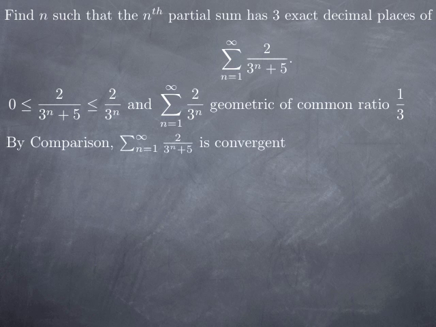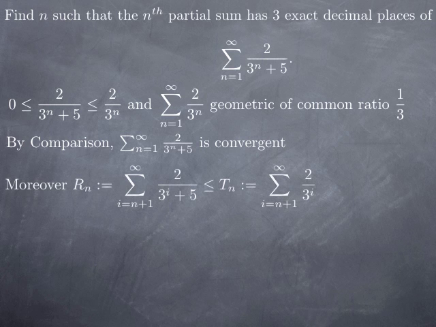But I can also conclude not only that the series is convergent, but that the remainder for my series, the nth remainder, is bounded above by the nth remainder for the geometric series, starting at n plus 1, of 2 over 3 to the i. And this remainder for the geometric series is really the sum of a geometric series of common ratio 1/3. So what we obtain is the first term divided by 1 minus the common ratio.